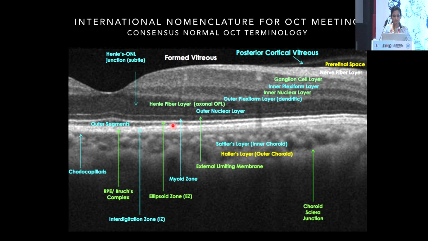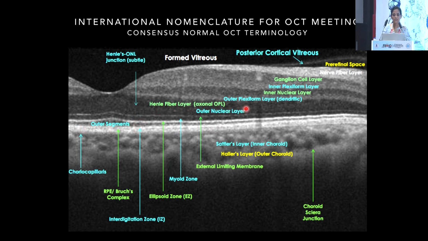Okay, sure. So this is the external limiting membrane. The layers that we have to watch out for is this layer here. This layer is called the ellipsoid zone. Earlier it was called the photoreceptor integrity line or the IS-OS junction, but now it's called the ellipsoid zone, and this is the line which is most important for good vision. Above that is the external limiting membrane, this lighter line that you see here, and this thicker line here is the retinal pigment epithelium. So these are the three important layers.